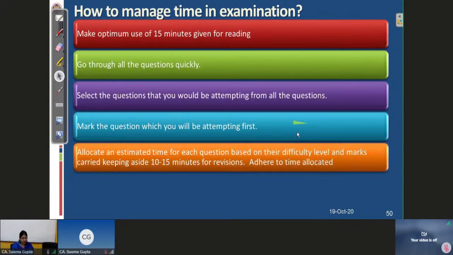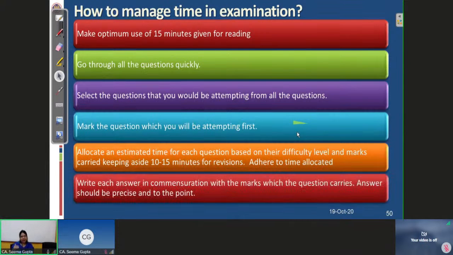How to manage time in the examination? This is the same thing we have already discussed, that we have 15 minutes of reading time. You have to utilize it and make optimum use of it. Go through all the questions quickly. Select the question that you would be attempting from all the questions. I think most of these points I have already discussed with you at length. Now we will be taking a few queries if there are any.